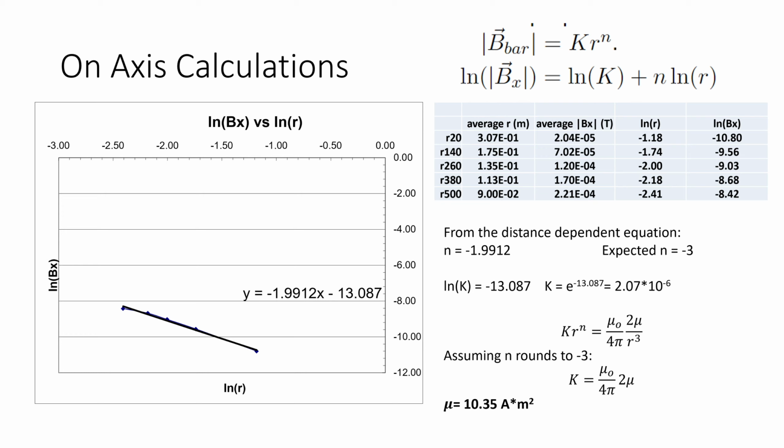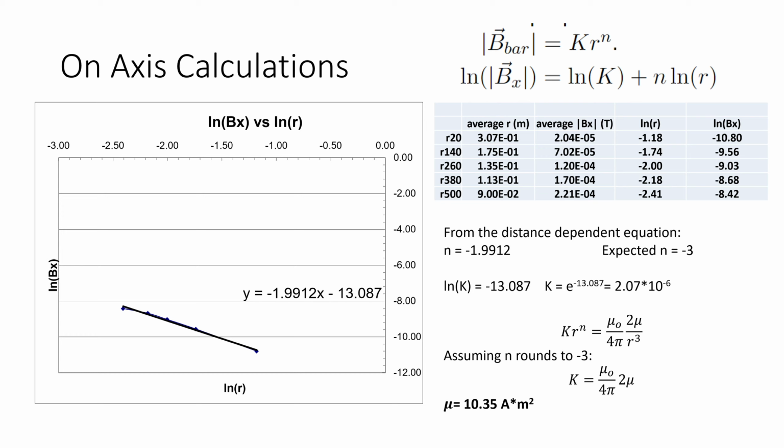So the first part of this experiment included some on-axis calculations, determining the magnetic field on the axis of the bar magnet. We're going to be using the first derivation of the Biot-Savart law, which is that the magnetic field of the bar magnet is equal to K r raised to the n power. If we take the natural log of this equation, we actually get a linear relationship where K is constant and n is constant.